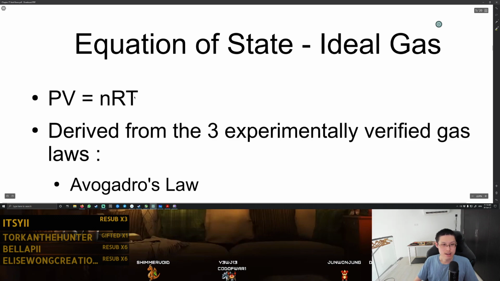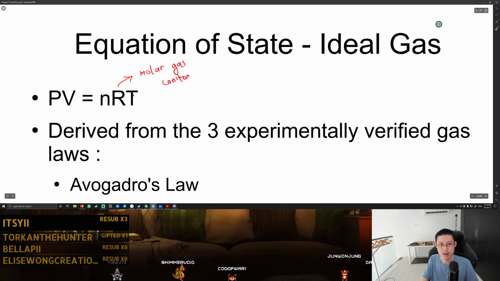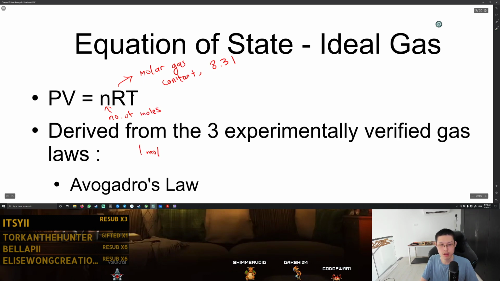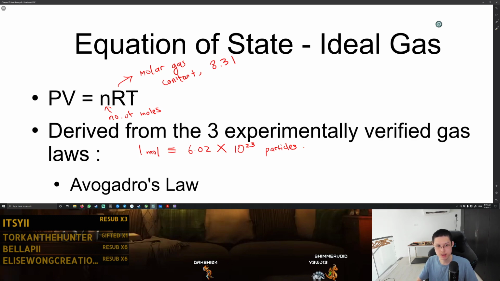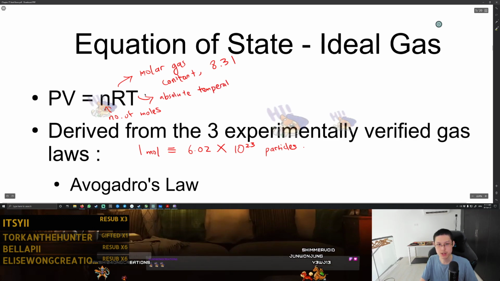Sorry about that. So R is the molar gas constant, and it has a value of 8.31. N is the number of moles. 1 mole has 6.02 times 10 to the power of 23 particles. So if I say I have 2 moles, that means I have 2 times this amount of particles. T here is the absolute temperature of the particle. Absolute temperature means temperature in kelvins.